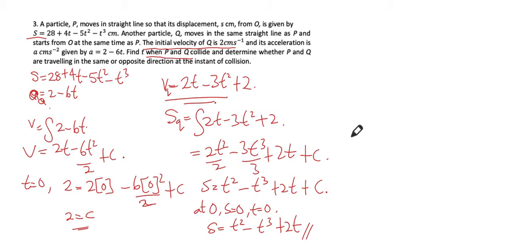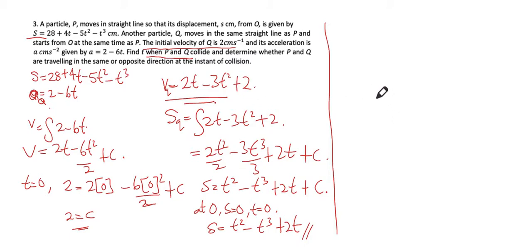Okay, if P and Q are colliding, both particles would have traveled the same distance from O, isn't it? Okay, same distance from O. They would have traveled the same distance. Although they have different velocity, that doesn't matter, but the distance has to be the same from O.